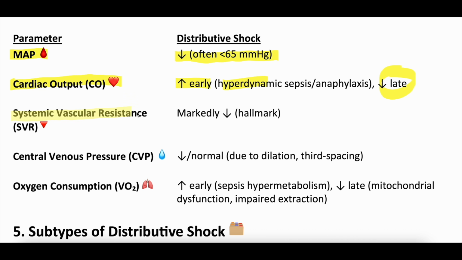Your systemic vascular resistance in distributive shock, hopefully this pops into your head because we've been saying it over and over again, is markedly low. This is one of the hallmarks of distributive shock. You get vasodilation, aka decreased systemic vascular resistance.